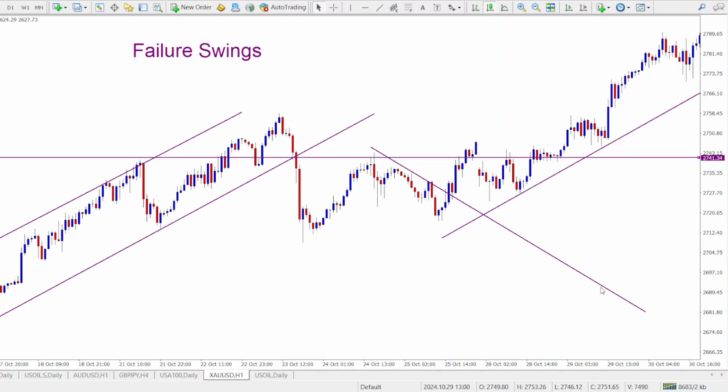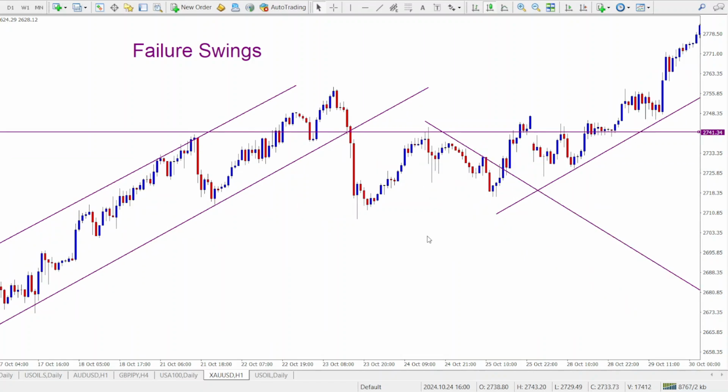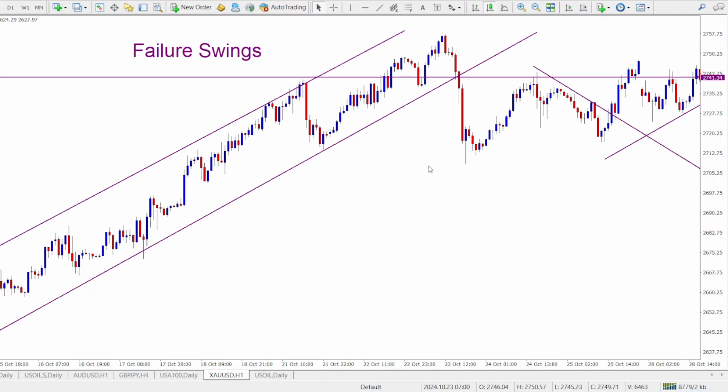So traders who don't recognize failure swings can end up riding trends too long, which results in bigger losses when the trend finally reverses. But if you can catch these shifts early, you can adjust your strategy and minimize risk. So when you notice that price has changed from the normal structure of price action, then you should reassess your position. If you are in a bullish trend and you notice a break of structure, you should reassess your position. You should exit your buy if you are in a buy trade, right?